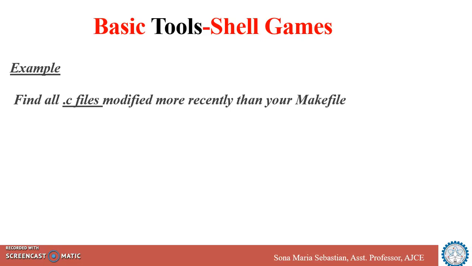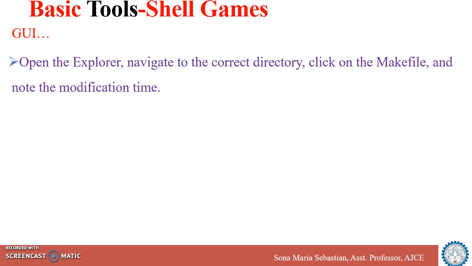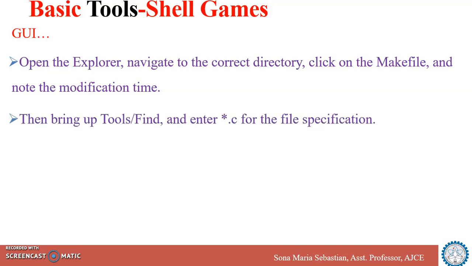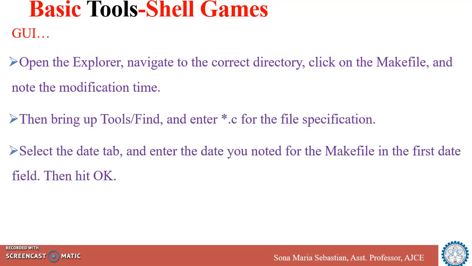If you are using a GUI, or graphical user interface, the process is very lengthy. First you open the Explorer, then navigate to the current directory, then click on Makefile and note the modification time, then bring up Tools or Find and enter *.c for the file specification. Here, *.c indicates to list all files which have the .c extension. Then select the Date tab and enter the date you noted for the makefile in the first date field. Then click on OK. Actually, this is a very lengthy process.